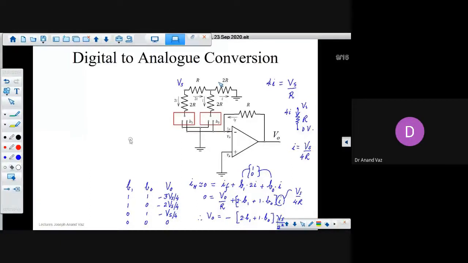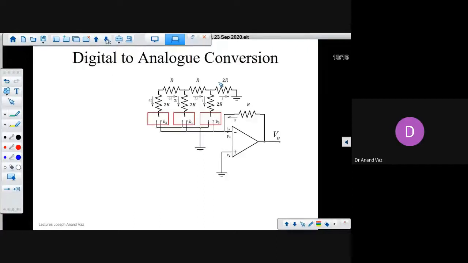If we have four bits, we can have one more added. We will have now 4 bits, a 4-bit representation. And when we have 4 switches like this, you have 16I current flowing through, and the potential here is 0 because it's a virtual ground.